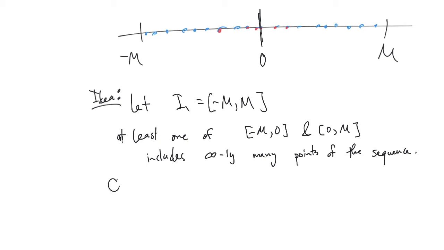So I'm going to choose I2 to be one of the sides which has infinitely many. And if they both do, it doesn't matter. You can choose either one. So choose I2 to be one half, which includes infinitely many.